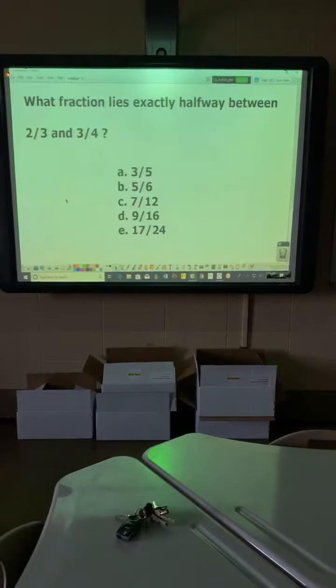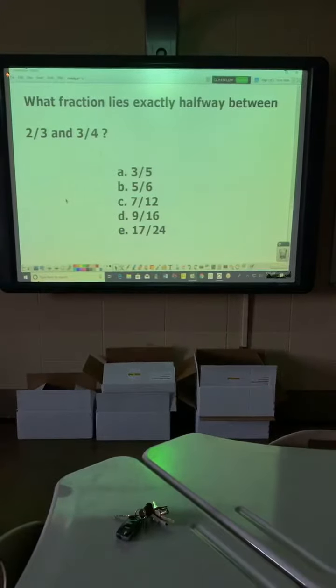Before I get into the answer itself, I want to get into the thought process behind it. The first thing I want to zero in on is the fact that it asks for what lies halfway between. When most people see fractions, the first thing they do is get a little uneasy, and then they're going to guess or skip it.